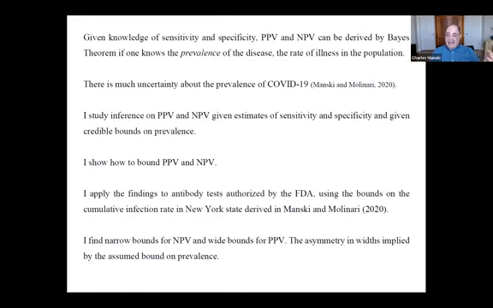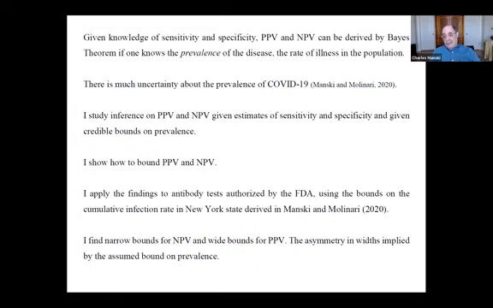So we can't use Bayes' theorem to get from sensitivity and specificity to the things we really care about, which is PPV and NPV. So what goes on in the epidemiology literature is they'll make an assumption. We'll assume that the fraction infected is 0.05 or 0.01 or whatever it is, and then they'll use Bayes' theorem to do the calculations. But there's no credibility to that.